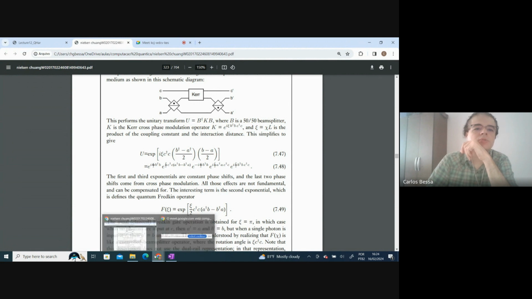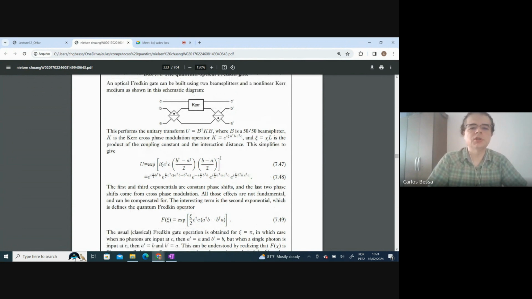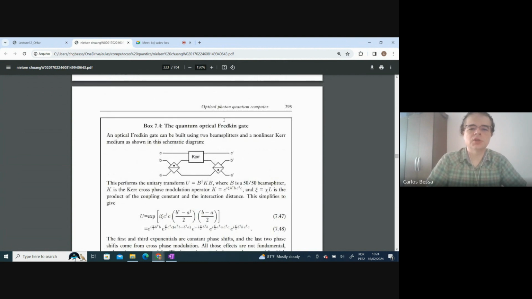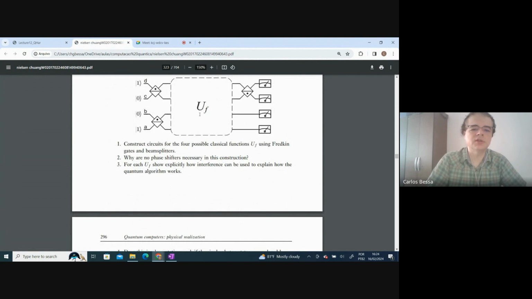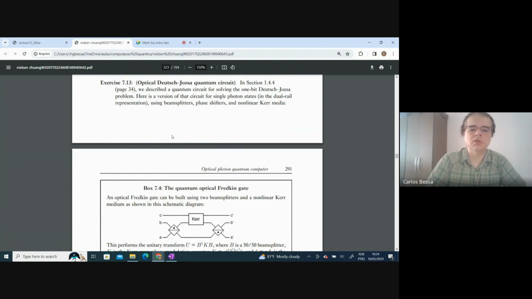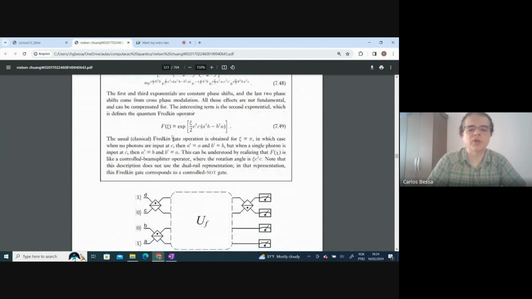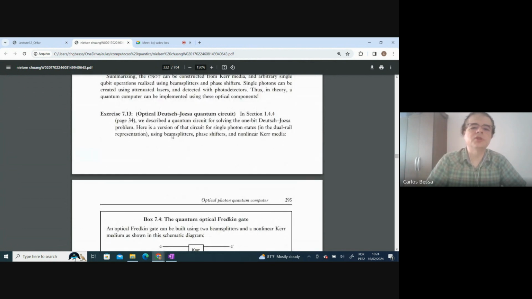That's okay. Let me just stop the recording. So we stop here today. I will finish this discussion about this Fredkin gate, because it will be important to solve this exercise, exercise 7.13. I think this is interesting because it's practical. We can physically see what is happening when we're solving this quantum circuit associated with the Deutsch-Jozsa problem.